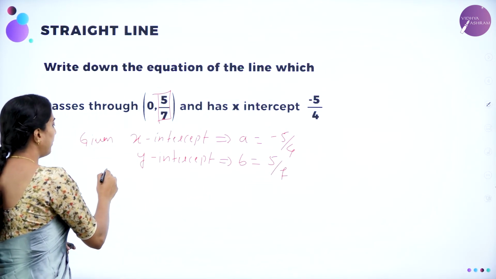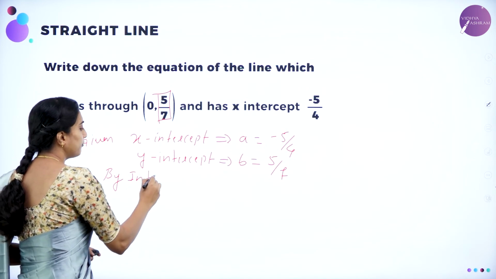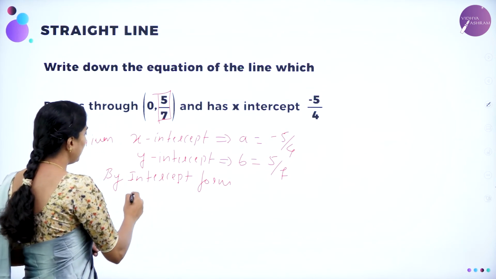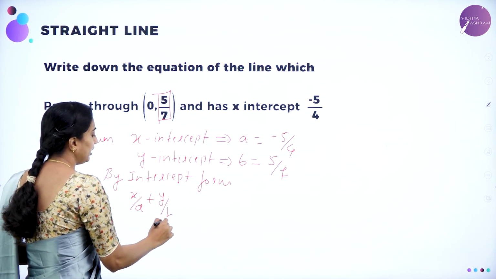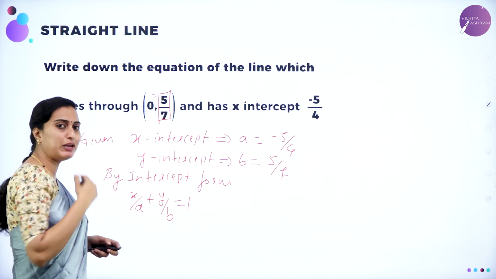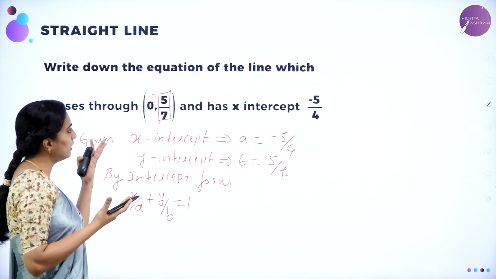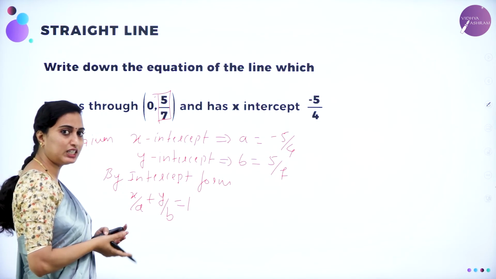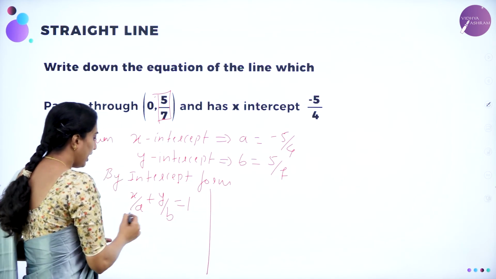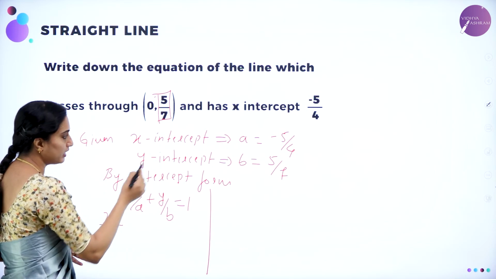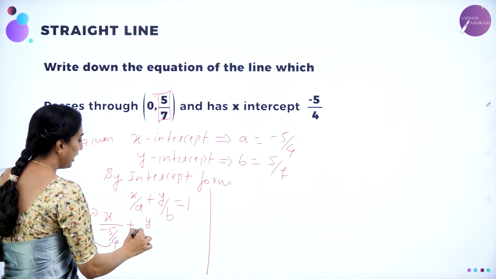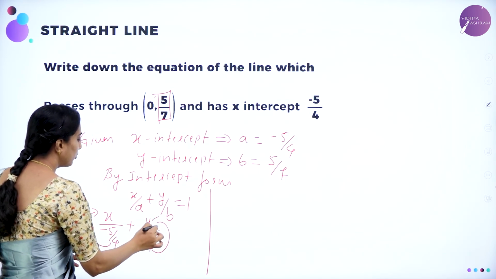So what is the intercept form? Intercept form is given by x by a plus y by b is equal to 1. They have given it like this only to confuse you. It passes through 5 by 7 only, therefore the y-intercept b is 5 by 7. So you can substitute in the equation: x divided by minus 5 by 4, now this 4 will go to the numerator, plus y divided by 5 by 7, this 7 will go to the numerator.